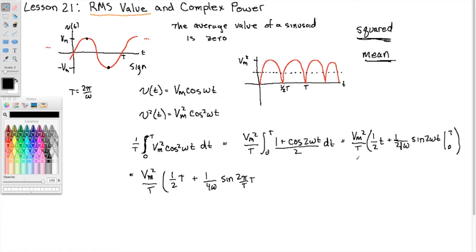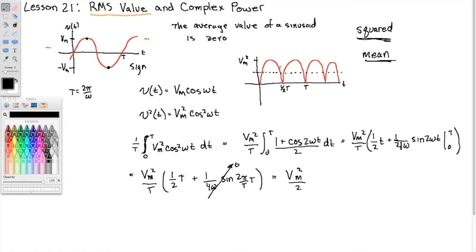Okay, and then when I plug in 0, I've got 0 here, and the sine of 0 is 0. So these T's cancel, and the sine of 2 pi is 0. So this is all 0 here, leaving Vm squared over 2. Wow. So this is the average value of the square of the wave.